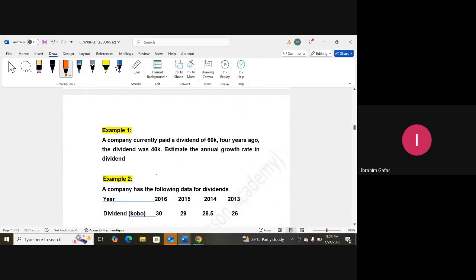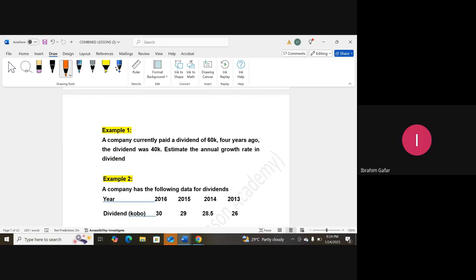So, I come here and give examples so that we can walk through it and see how we are going to apply it. Who can help us to read this example one? The company currently pays a dividend of 60 kobo. Four years ago, the dividend was 40 kobo. Estimate the annual growth rate in dividend.